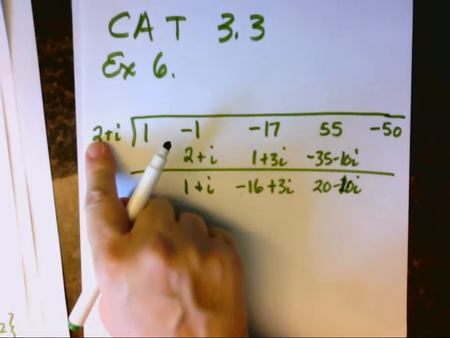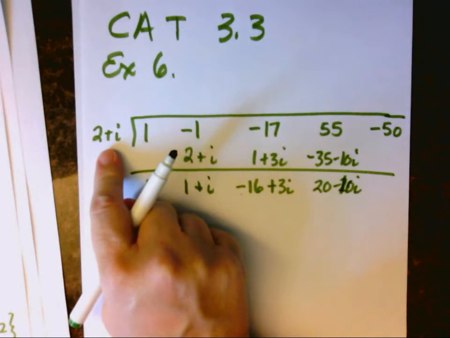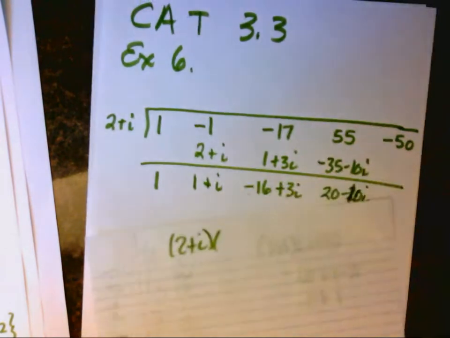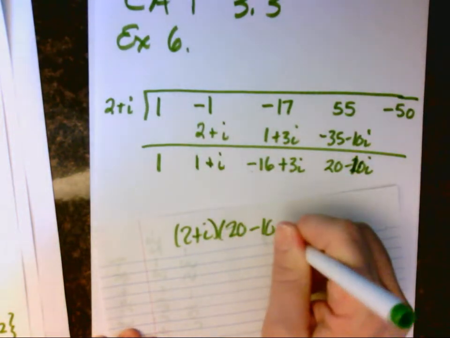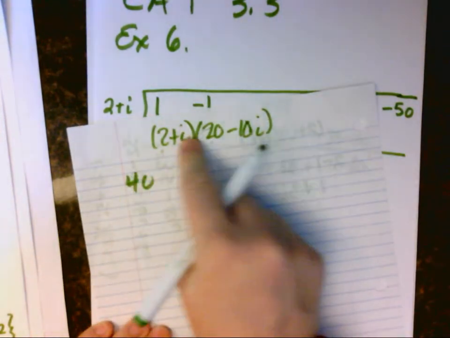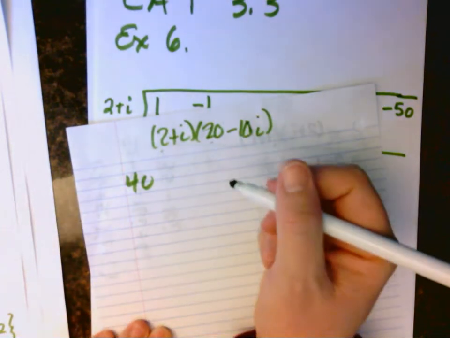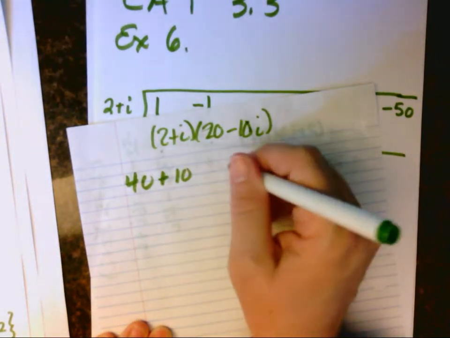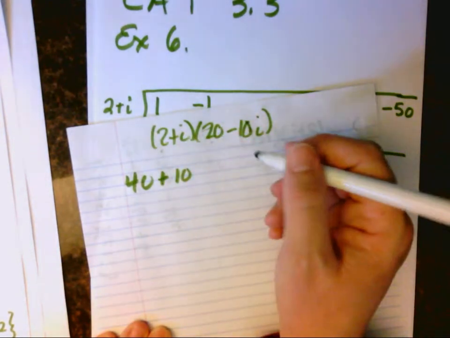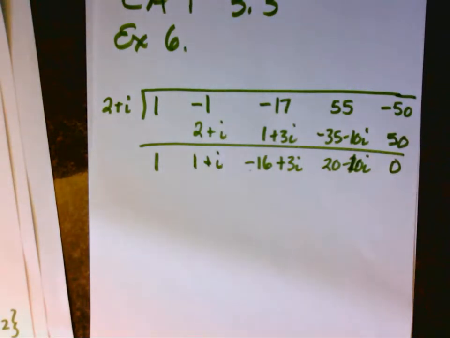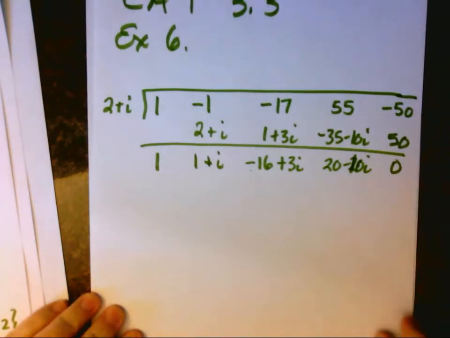Now I multiply 2 plus i by 20 minus 10i. Okay, first times first is 40. Last times last is 10i squared, which is positive 10, negative and negative. And then on the outside I have a negative 20i, and on the inside a positive 20i. How handy is that? That gives me exactly 50. Okay, and my remainder is 0, and we knew it would be 0 because they said it is a zero.